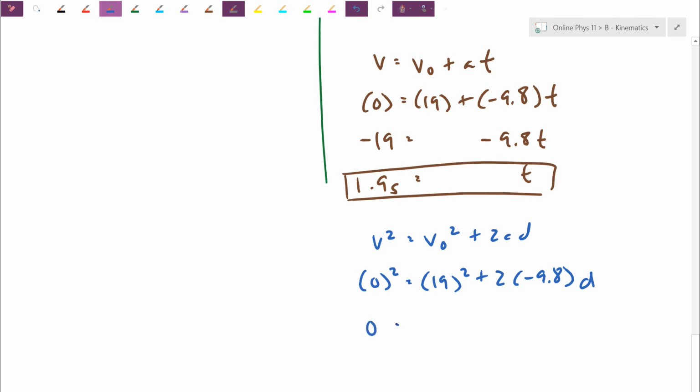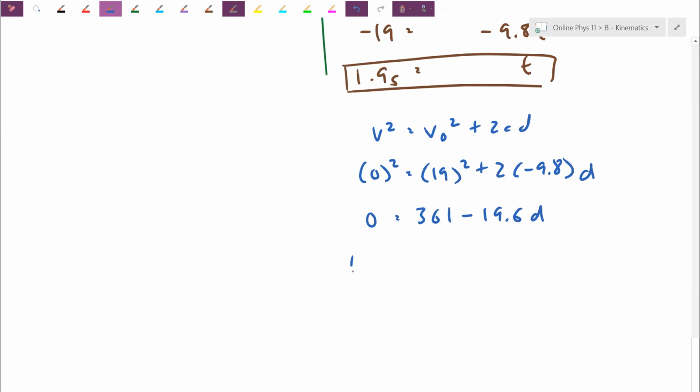So we have 0. We can use the equation because there's only one unknown there. 19 squared is equal to 361. Negative 19.6, so the 2 times 9.8d. I'm going to move the 19.6 over. 19.6d is equal to 361, and therefore the d is a positive 361 divided by 19.6. This gives you here 18.4.